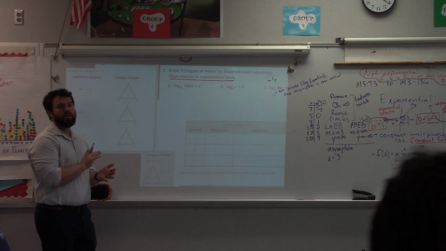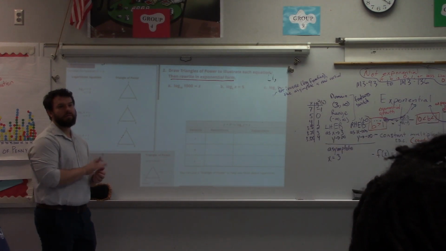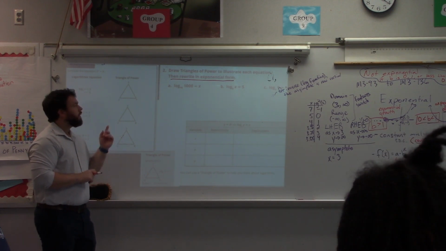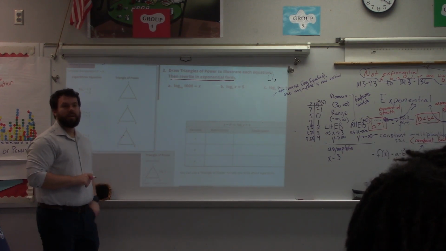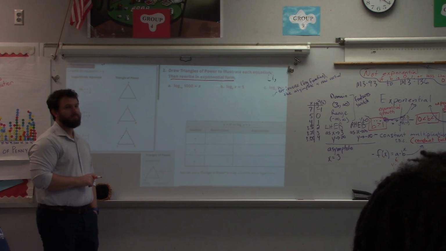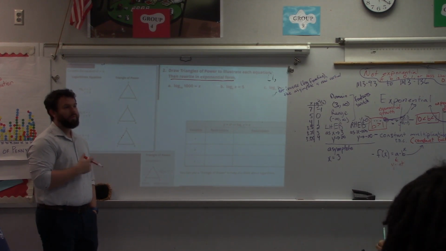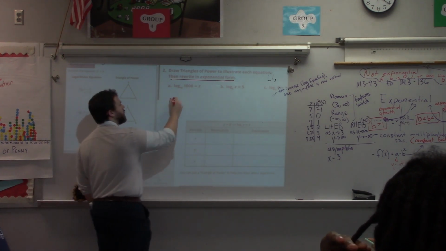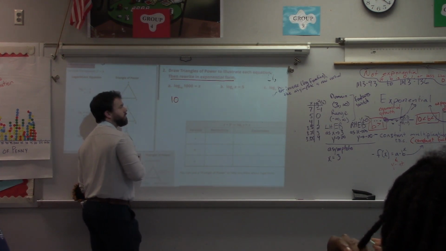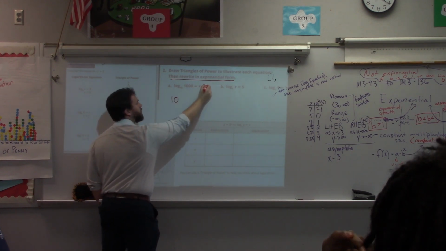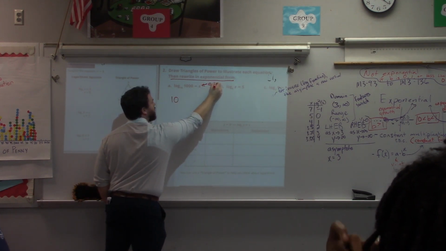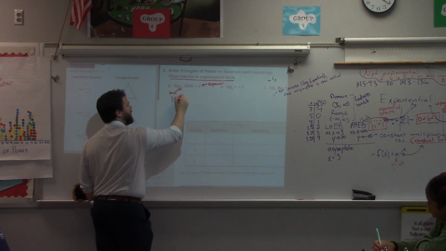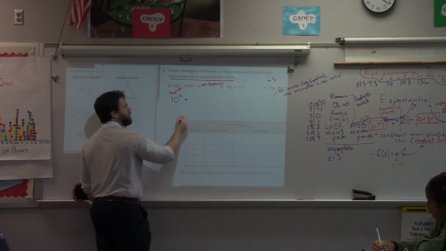We're trying to rewrite this as what? What am I trying to rewrite this as? In what form? Exponential form. So, what would be the base of my exponential form? It's still base 10. What is my exponent? X. Remember, a logarithm is equal to an exponent. So 10 raised to the x is equal to 1,000.